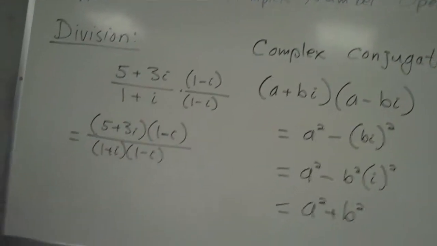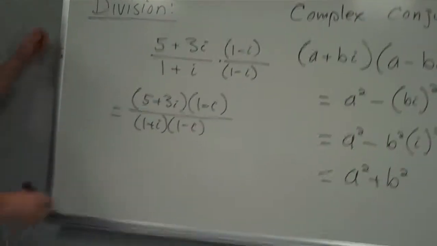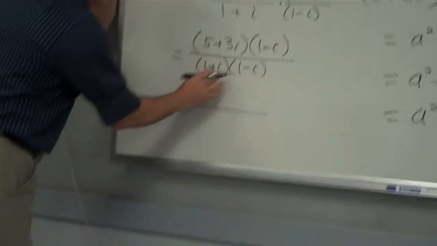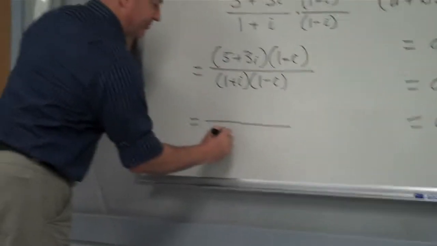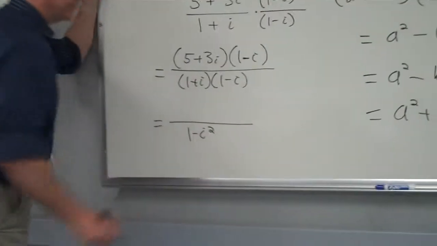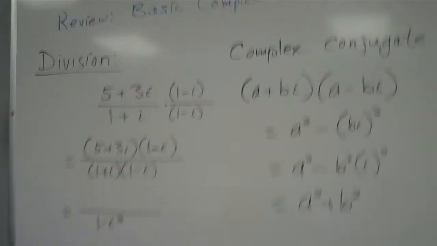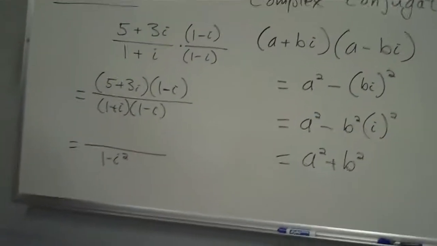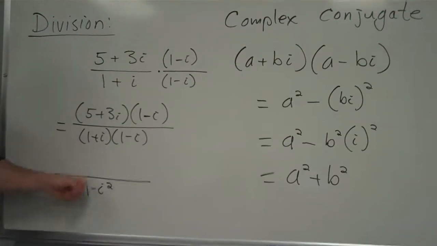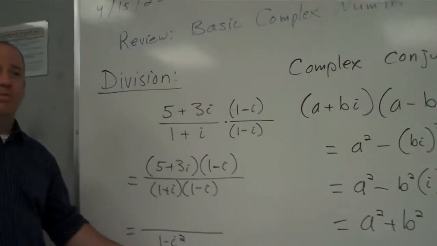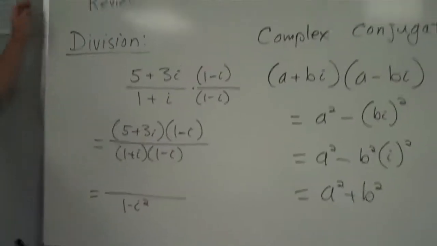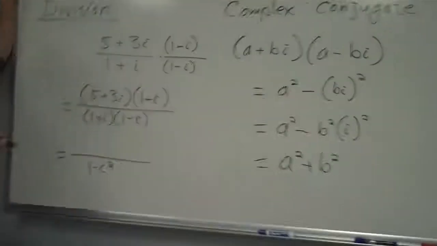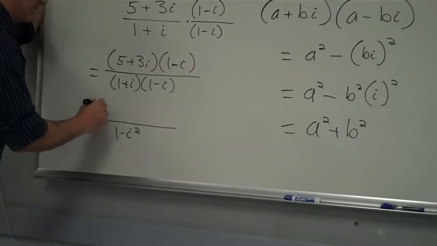Now, on the bottom, I'm going to get 1 squared minus i squared. Difference of squares reversed. On the bottom, I'm going to get 1 squared minus i squared, which is going to be 1 minus negative 1, so that'll become 1 plus 1. On the top, I'm now going to carefully foil. I will do the outer first this time.